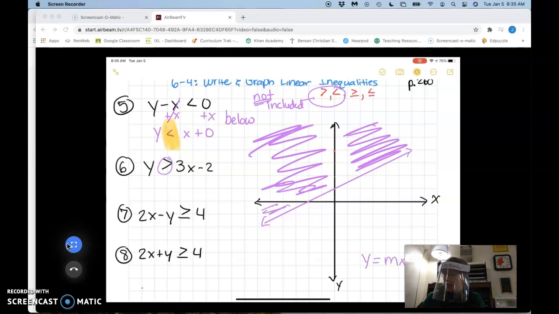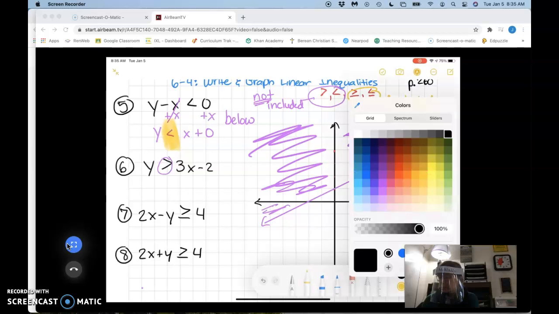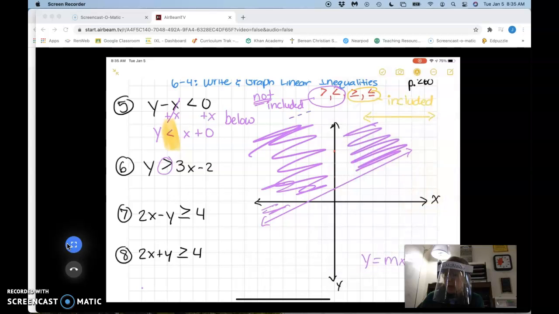If you have the greater than or equal to or less than or equal to, then it is included. Okay, so if I have greater than or equal to, less than or equal to, it's a solid line that you're going to draw. If I have just less than or greater than, it's going to be a dotted line that you draw.